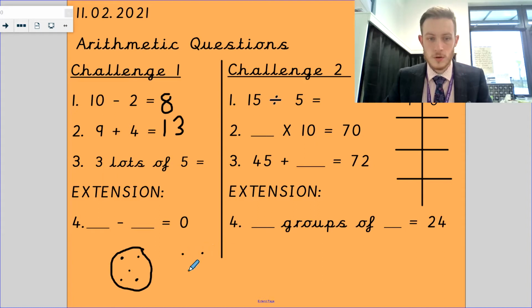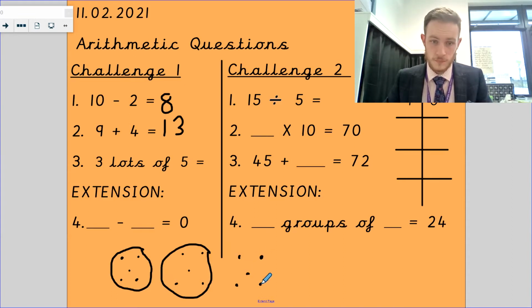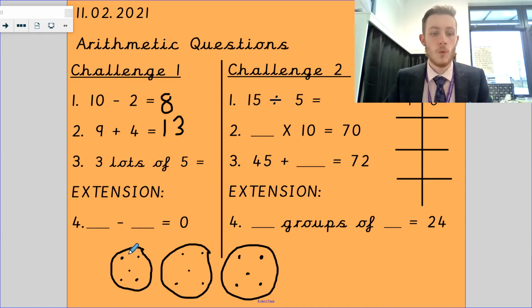1, 2, 3, 4, 5. That is another group of 5. And then I'm going to group another group of 5 because I need 3. 1, 2, 3, 4, 5. That is another group of 5. One group of 5, 2 groups of 5, 3 groups of 5, 3 lots of 5.